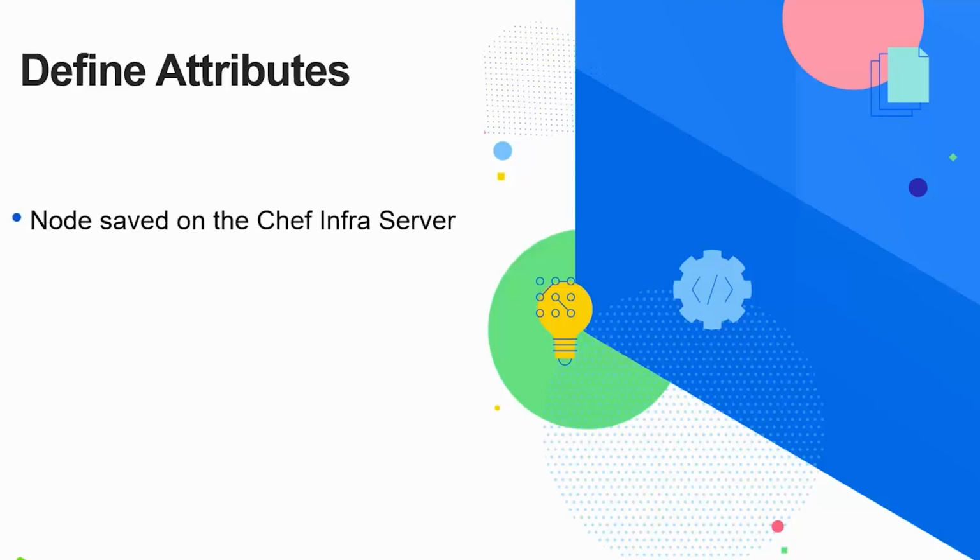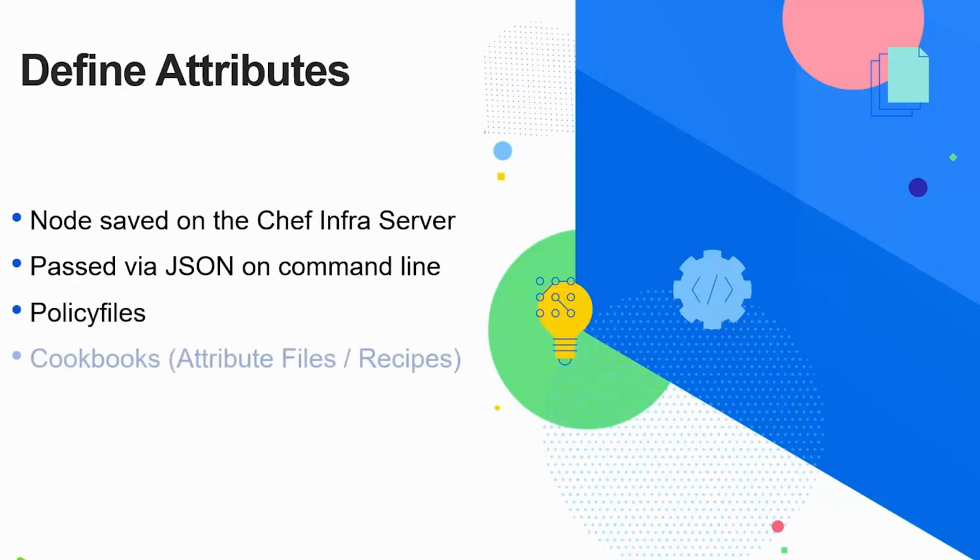Chef attributes can be defined by the node as it's saved on the Infra server. Attributes can be passed using JSON. They can be defined in policy files. But in this demonstration, we'll look at leveraging attributes within cookbooks.